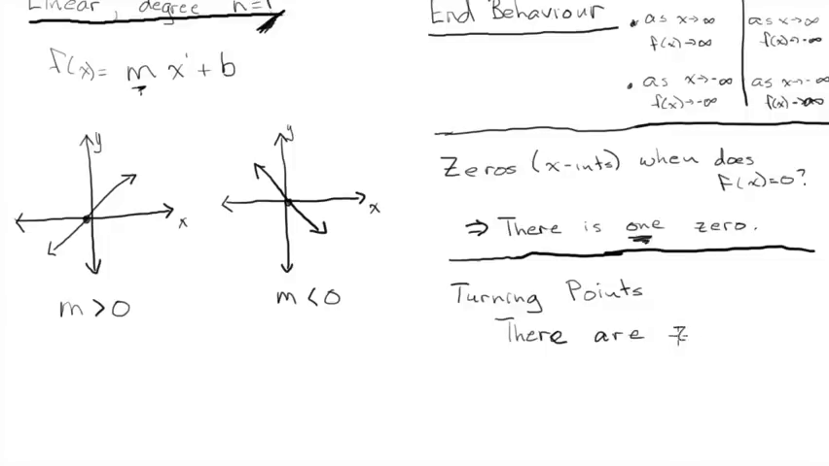So there are 0 turning points. Notice again, the degree is 1, but we have 1 fewer turning points. So for a degree 1 polynomial, there are 0 turning points. And you'll probably notice a pattern as we go through.